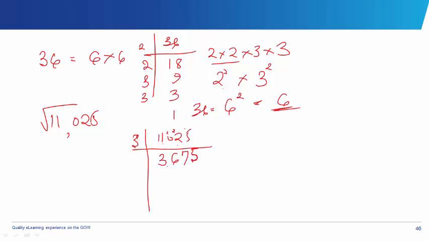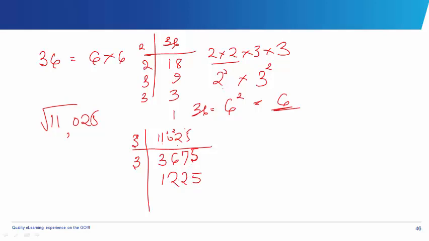So can 3 divide again? 3 plus 6 is 9. 9 plus 7 is 16. 16 plus 5 is 21. So 3 can divide. So 3 into 36 will give us 12. 3 into 7 will give us 2. Carry 1. I'll have 5.